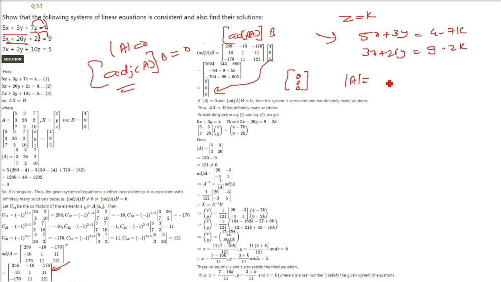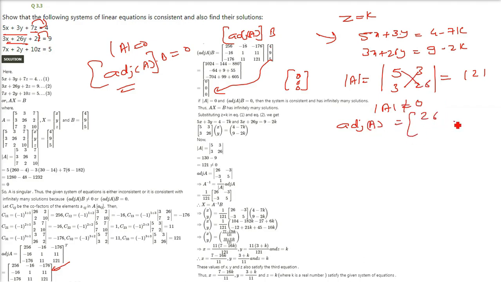So first, here also you have to do the same thing, same procedure. Determinant A, please find out determinant of A. What is determinant of A? Because Ax equals B, x equals A inverse B, determinant of A is 26 into 5 minus 3 into 3. You'll say it will come as 121. That is determinant of A is not equal to 0. Then you have to find out the adjoint A. What is adjoint A? I am exchanging the diagonal elements and changing the sign of the other values.